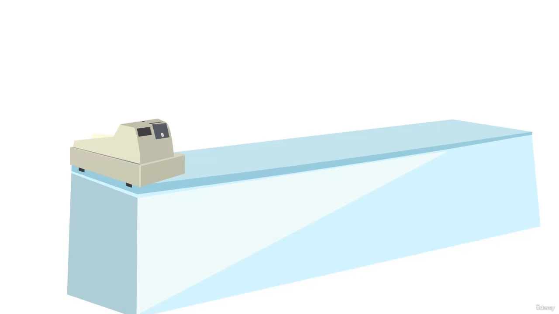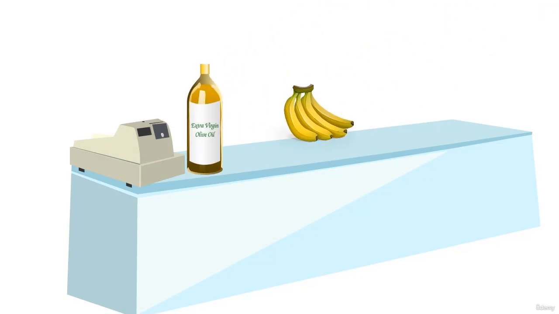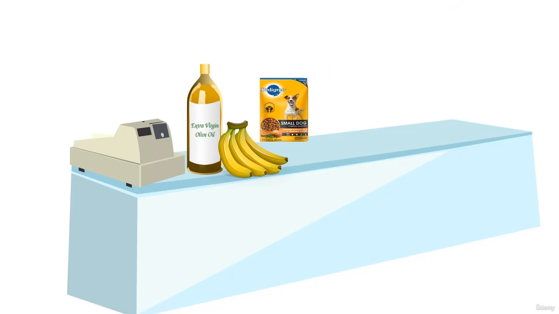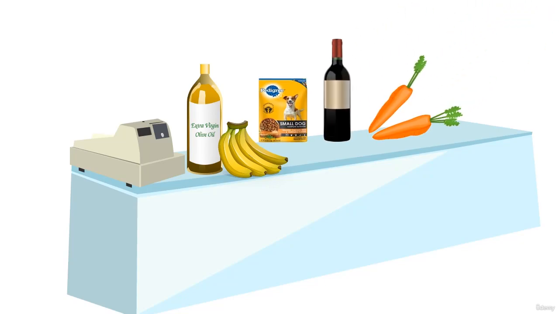Now, imagine you're in the supermarket with this list in your mind. Here is what you put in your shopping cart: olive oil, bananas, dog food, wine, carrots, and broccoli.